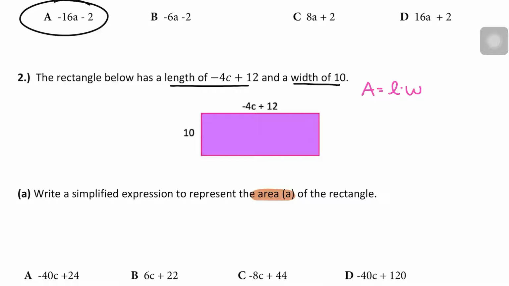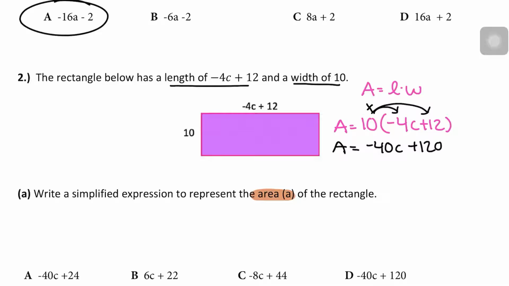So for this, I like to start off with the 10. So area equals 10 times your length. And the same thing, I have to distribute. So area equals 10 times negative 4c, that's negative 40c, and 10 times positive 12, positive 120. So the answer is letter D.